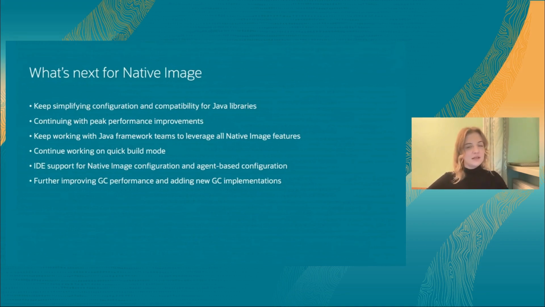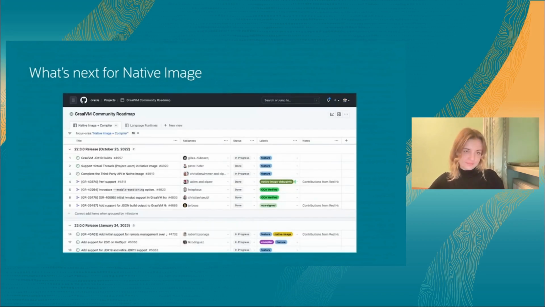We also want to make sure that native image performs on par with the OpenJDK. So performance optimizations at runtime is another priority for us. And we are working closely with all those framework teams, so Spring Boot, Quarkus, Micronaut, Helidon, to ensure that their users can leverage and benefit from all the latest native image features. We will keep working on this quick build mode and other native image improvements and making sure that you can have access to all the native image features in your favorite IDE. And another thing is we will keep further improving the performance of GC in native image as well.